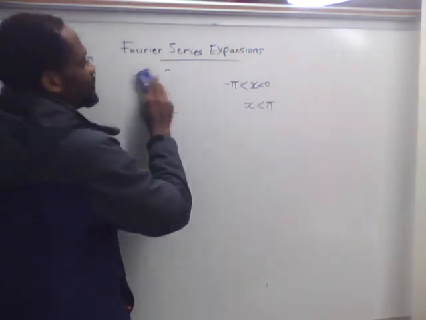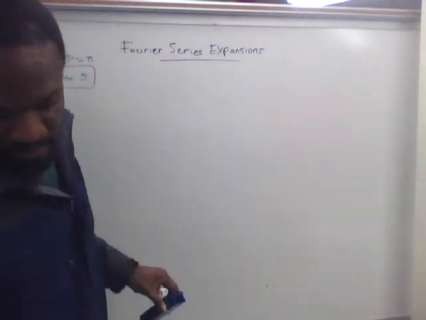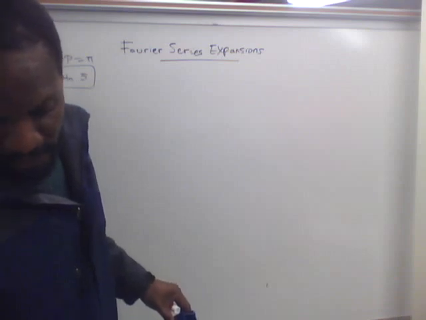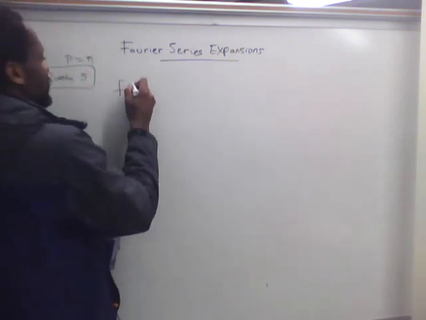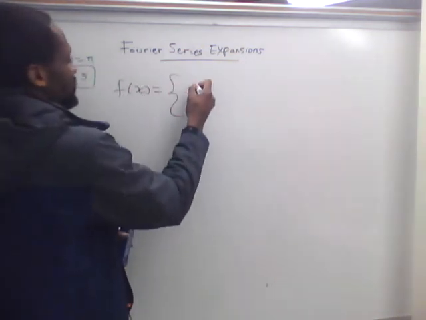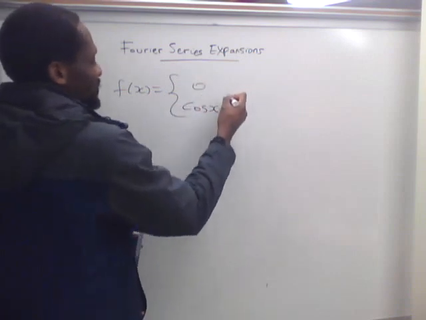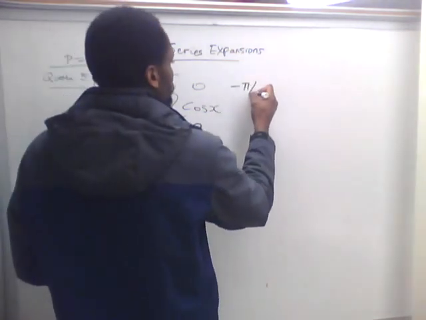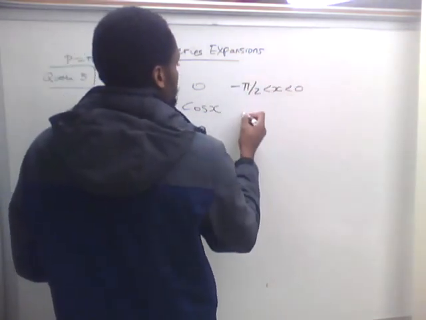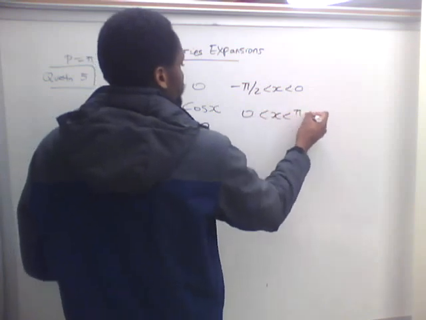Okay, let's try a different example. How about number 10? This one has a discontinuity. Let's try 10. F of x equals 0 from minus pi over 2 to 0, and cosine x from 0 to pi over 2.